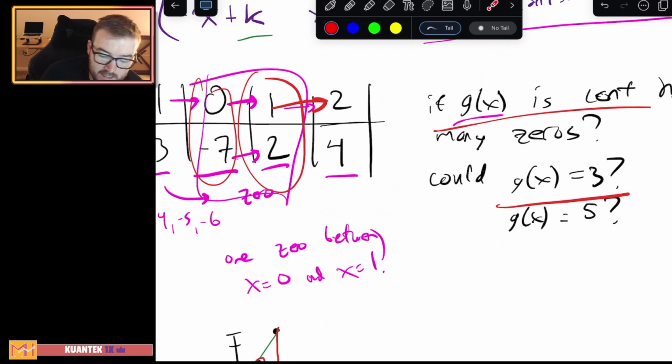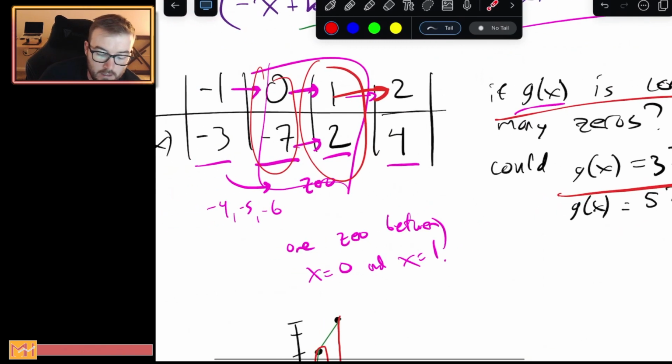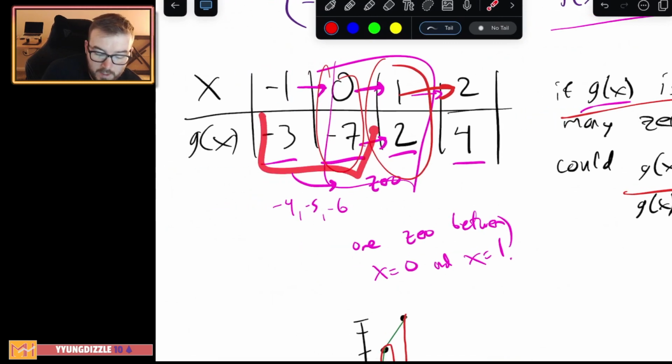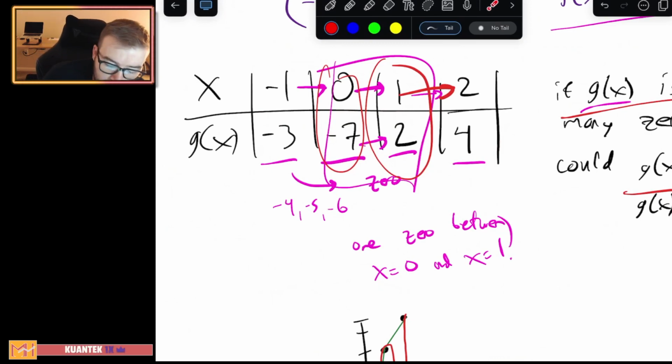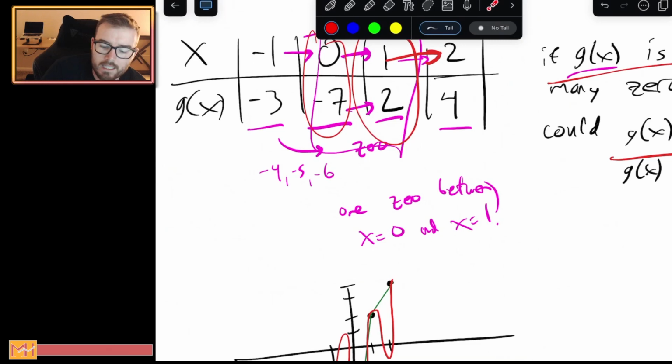Could or must it equal 5? Could is definitely a different question than must. Is 5 between these two numbers? Is 5 between these two numbers? Is 5 between these two numbers? No, no, and no. So must 5 exist? No. Could 5 exist? Of course. It could, a function could be anything, right? Functions behave like craziness all the time, but there's only a certain amount that you can guarantee, especially by intermediate value theorem.